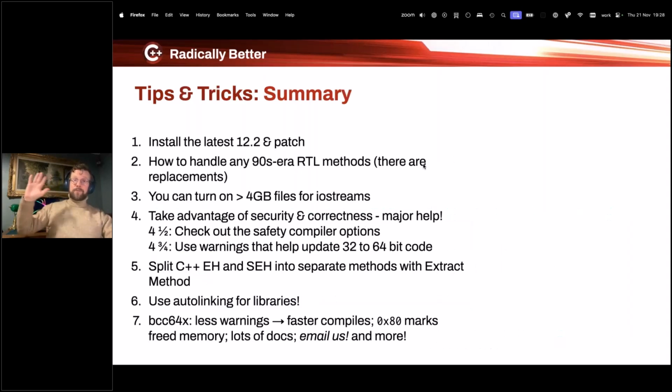So, summary of all the tricks. Install the latest 12.2 and patch. That should be your foundation. There are easy replacements for any 90.0 RTL methods you have, but let us know what you find, because maybe we should add in a shim library. Talk to us. We really want to hear from you here.